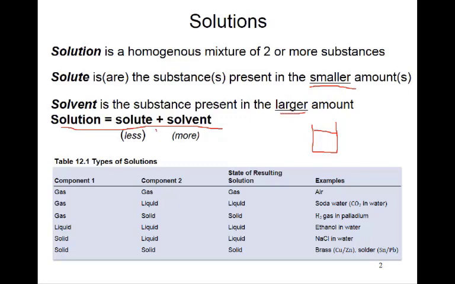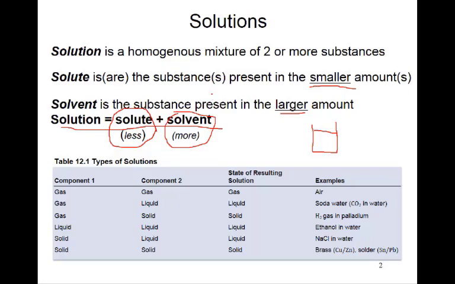The solute must be in less quantity and the solvent in more quantity, and after dissolving they will disappear, meaning it will become one phase. This is called homogeneous. Homogeneous means one phase. You cannot distinguish what is inside.